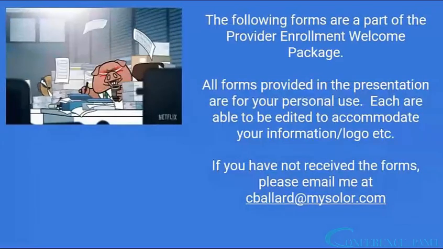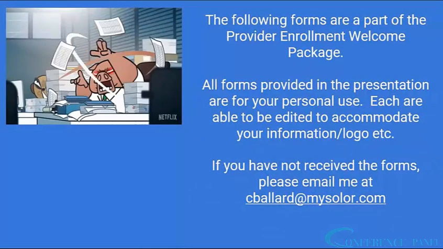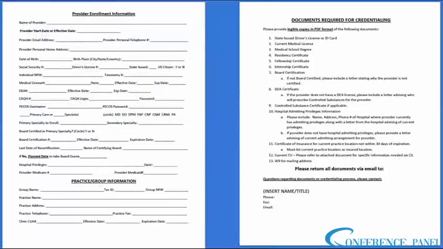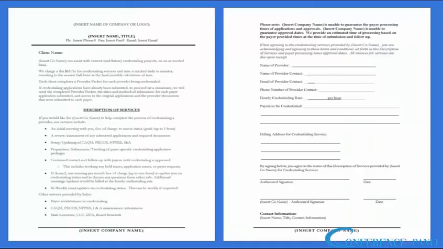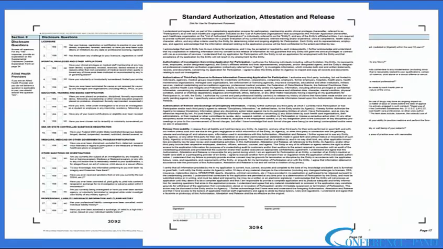The following forms are part of the provider enrollment welcome package. So right here is an example of the provider enrollment information form. The other form here is the documents required for credentialing. The next form is the form for the CV requirements for credentialing. This right here is a sample of description of services. And lastly here is the standard CAQH authorization, attestation, and release.